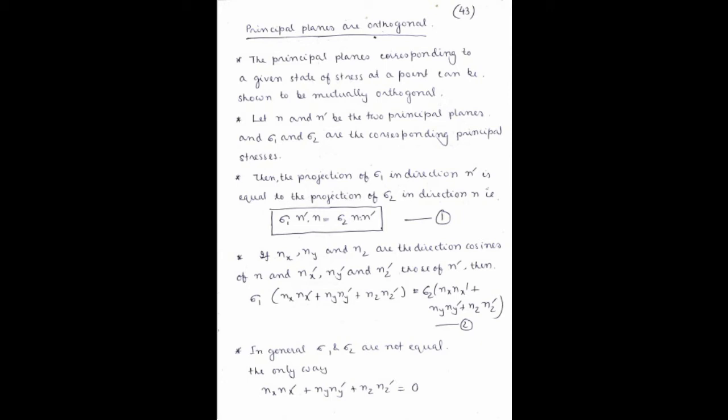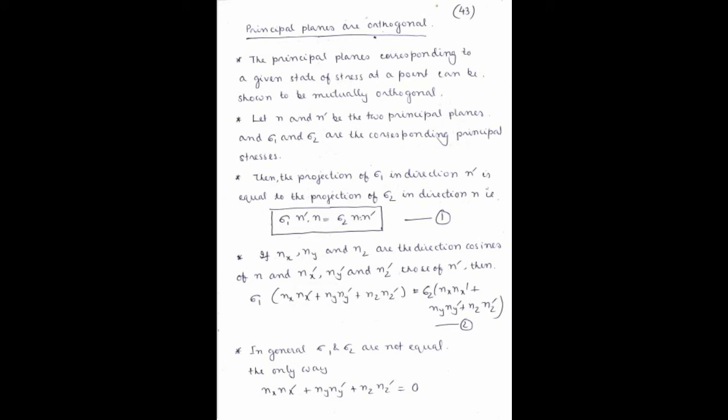Coming back to the statement, the principal planes corresponding to a given state of stress at a point can be shown to be mutually orthogonal. Suppose n and n dash are the two principal planes, and sigma 1 and sigma 2 are the corresponding principal stresses. Then the projection of sigma 1 in the direction of n dash is equal to the projection of sigma 2 in the direction of n. So we can write sigma 1 n dash dot n equal to sigma 2 n dot n dash. This is expression number 1.